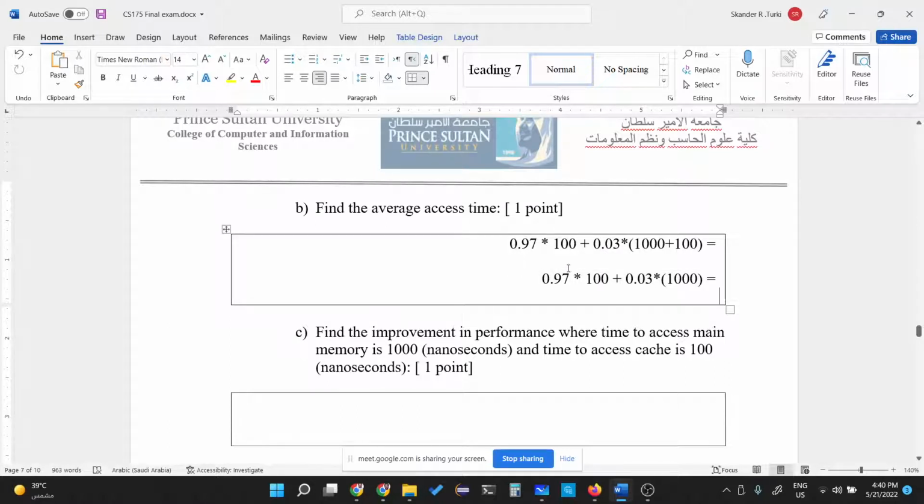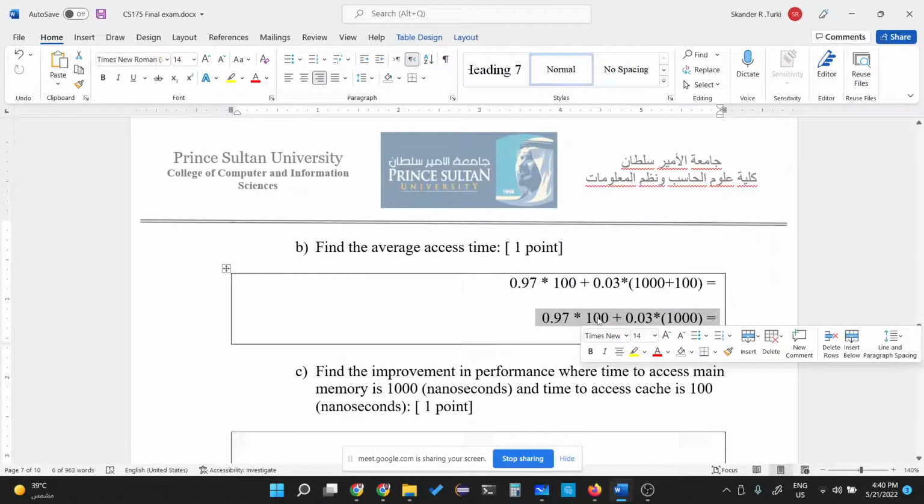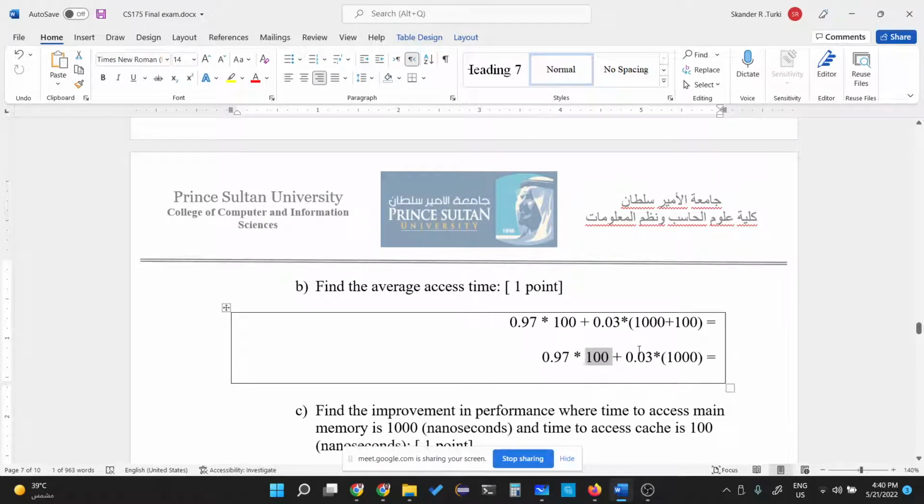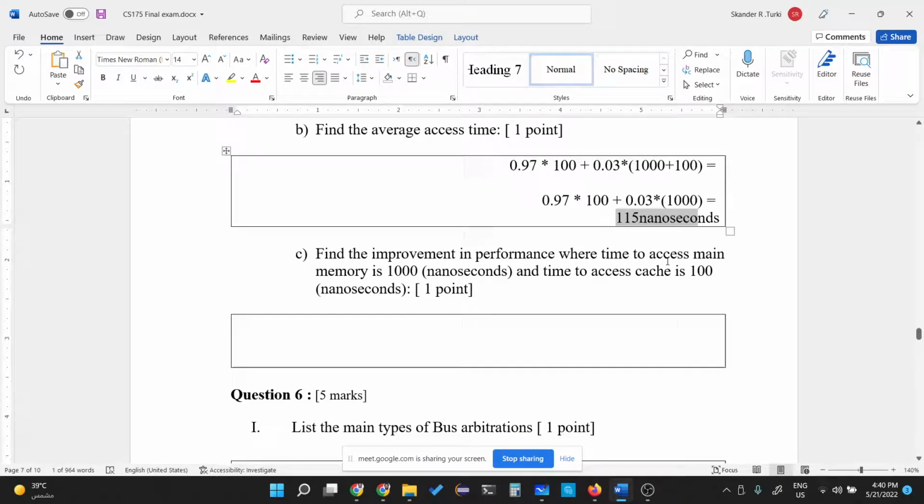Here you just need to compute this, and of course it will be in nanoseconds, the unit that we have used. I think it gives 115 nanoseconds, if I remember. Then find the improvement in performance, where the time to access main memory is 1000 nanoseconds and the time to access cache is 100 nanoseconds. So the improvement in performance is 1000 divided by 115. Is it clear?